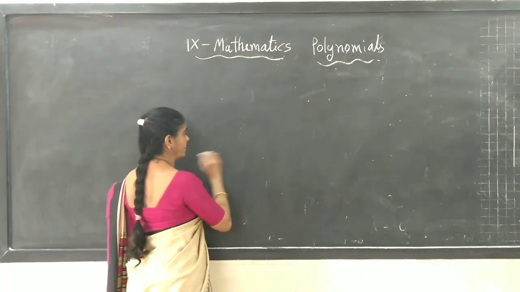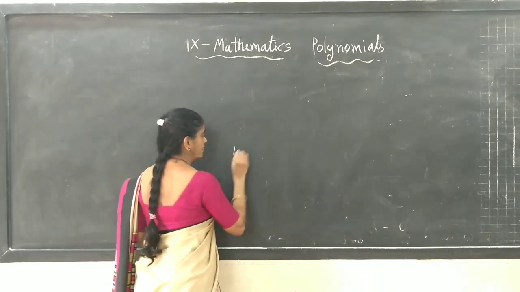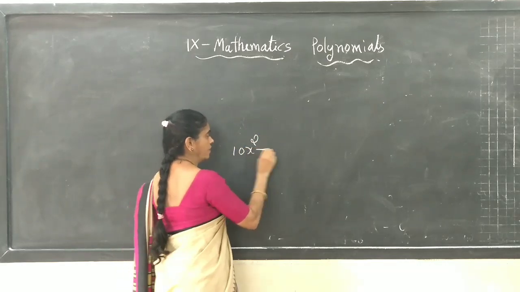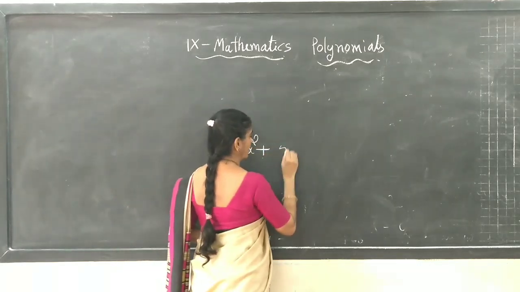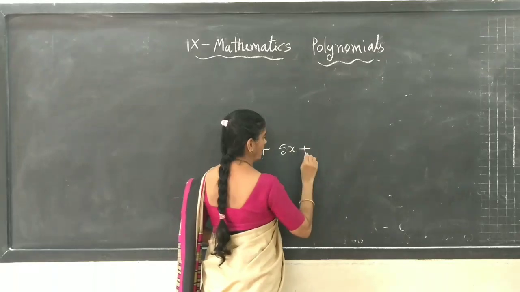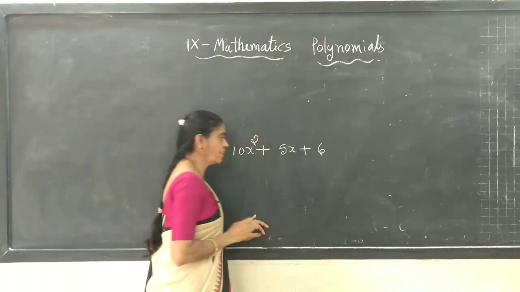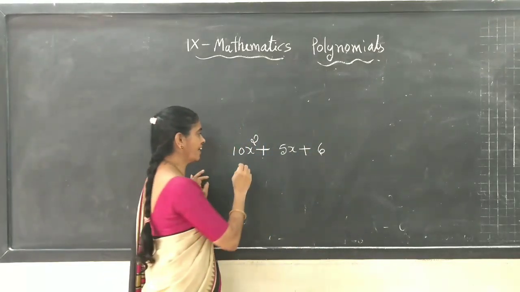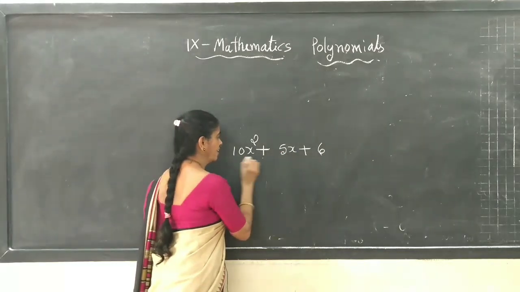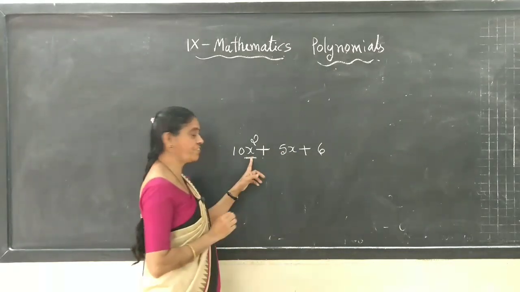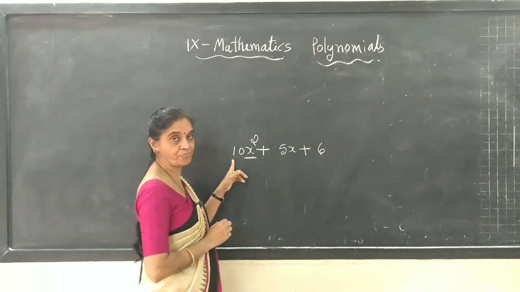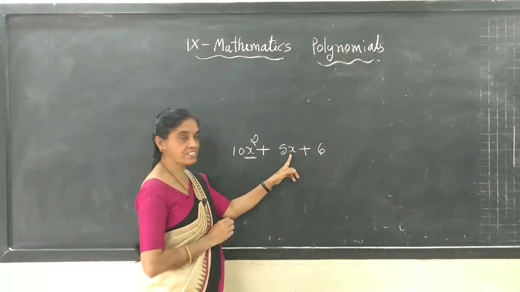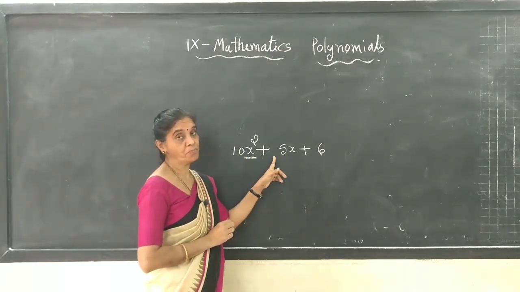In this, one more I will take: 10x square plus 5x plus 6. Now here, the coefficient of x square is 10. Now what is the coefficient of x here? 5, plus 5.